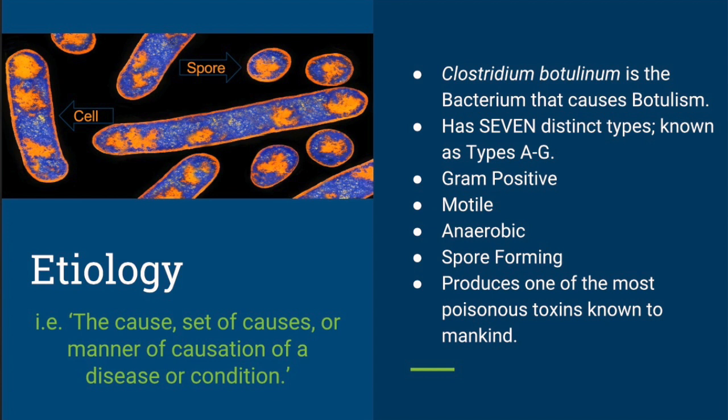Clostridium botulinum is the etiological agent of the botulism disease. The damage caused by this bacterium is from the release of the botulinum exotoxin into the neuromuscular system of its host. The Clostridium botulinum species has 7 distinct types, which are generally designated as types A, B, C, D, E, F, and G.